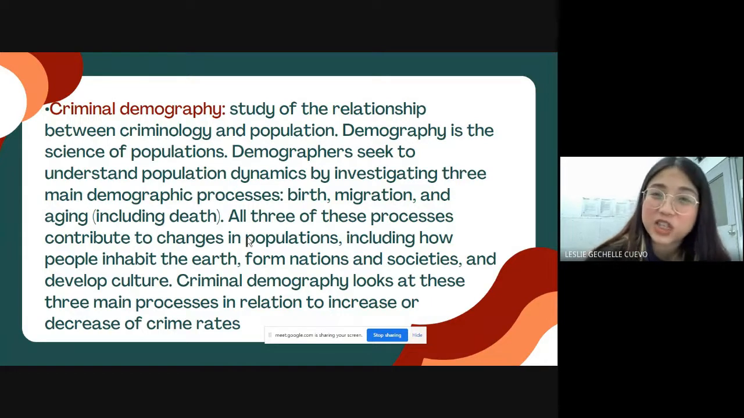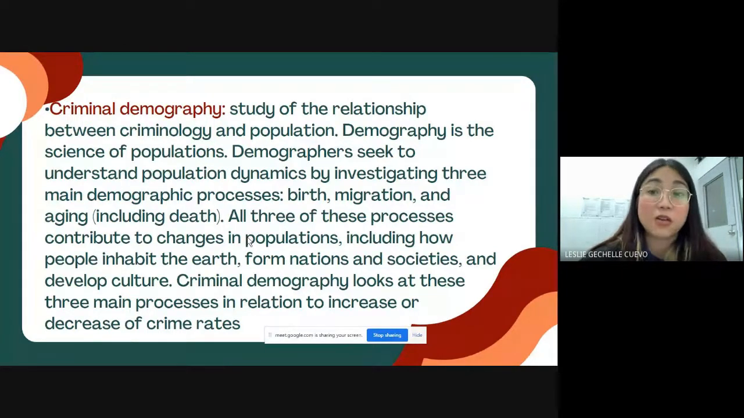Iba ito sa ecology kasi si ecology as in the physical environment kung nasaan yung tao. While demography are the people in that environment, yung population. At saka yung relationship nga daw ng birth, migration, and aging.